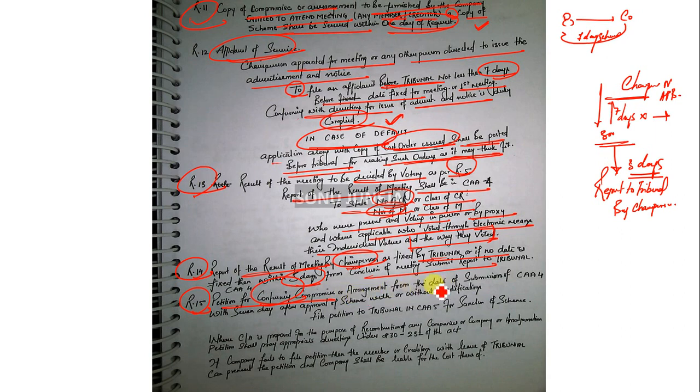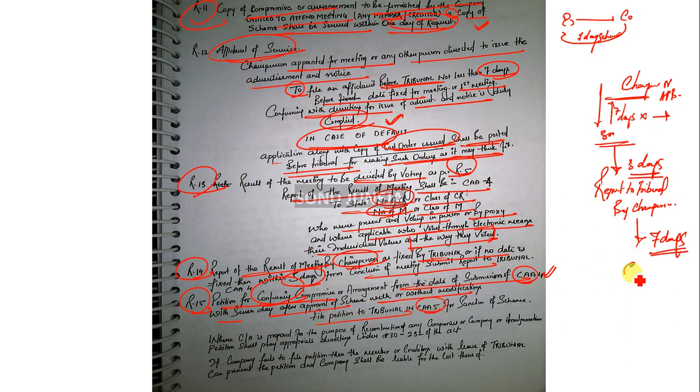confirming compromise or arrangement, from the date of submission of CA 4 within 7 days after approval of the scheme without modification. Okay, or a petition has been confirmed or not from the submission of CA 4. So CA 4 यहाँ से submit होगा, यहाँ से 7 दिन के अंदर, for the purpose of confirmation that the scheme has been approved or not, with or without modification. File the petition to the tribunal.